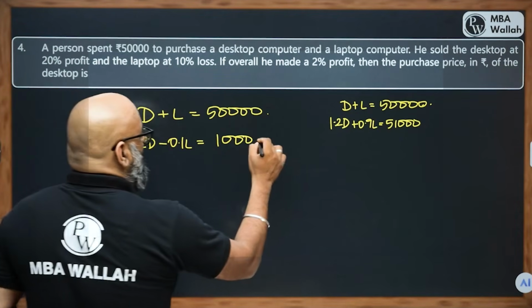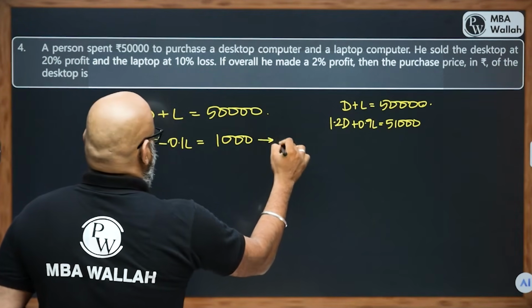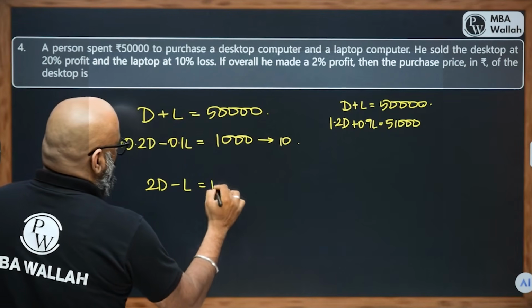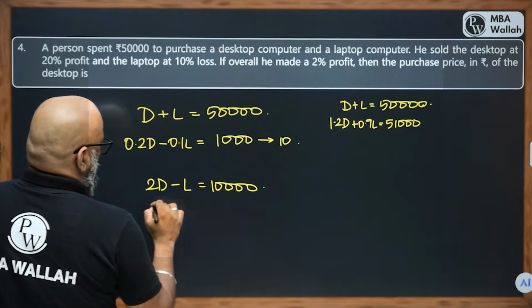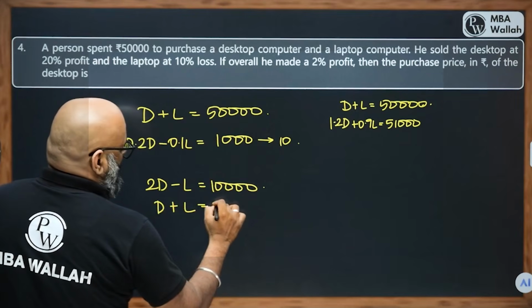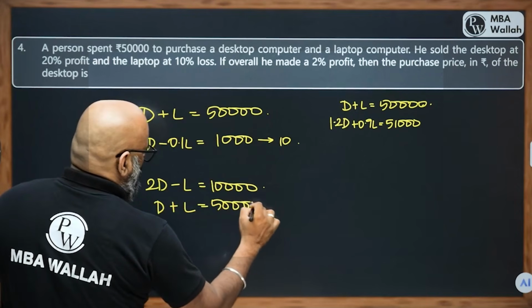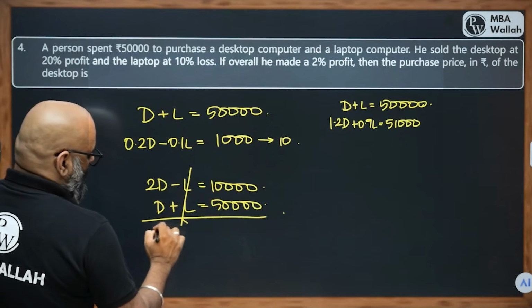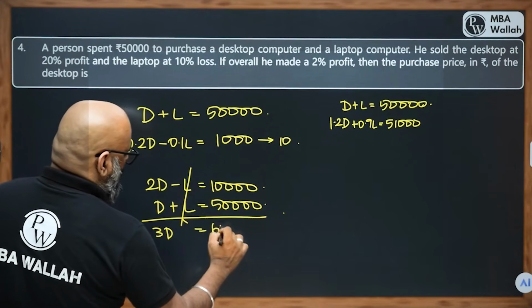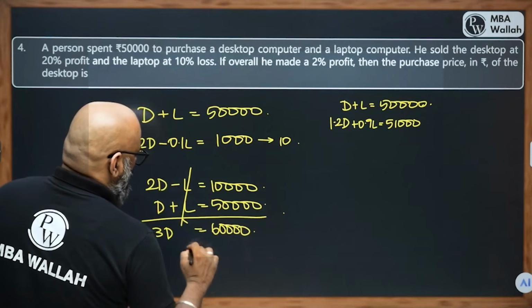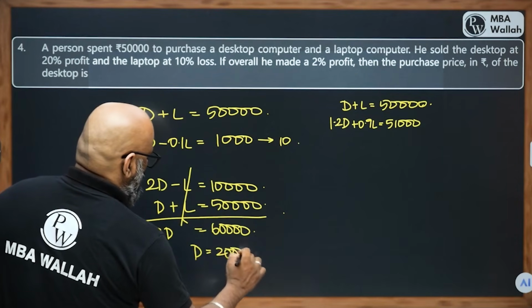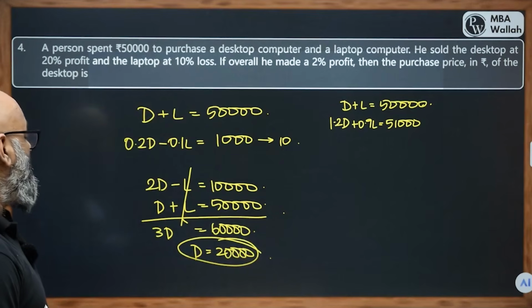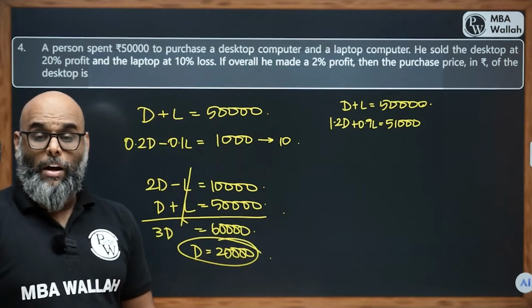So I'm going to multiply this equation by 10. So you'll get 2D minus L is equal to 10,000. D plus L is equal to 50,000. So solve the equations. 3D is equal to 60,000 or D is equal to 20,000. The question is asking for desktop. So that should be your answer.